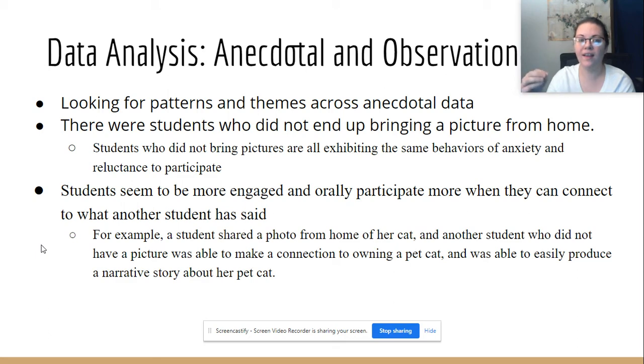So I'm finding that maybe it's not so much about the picture, but about being able to connect to something that gives them that idea, that gives them some language to be able to put on the paper.